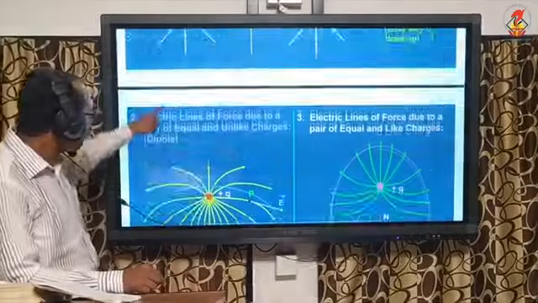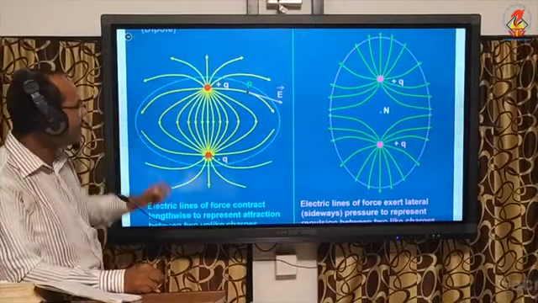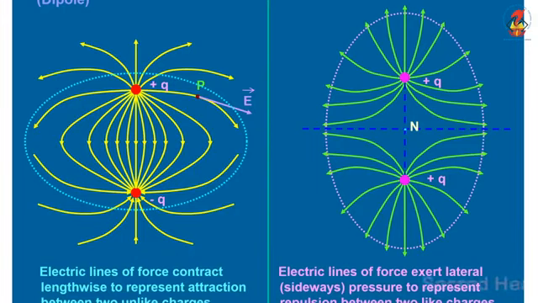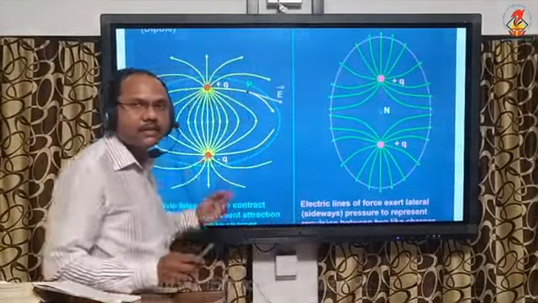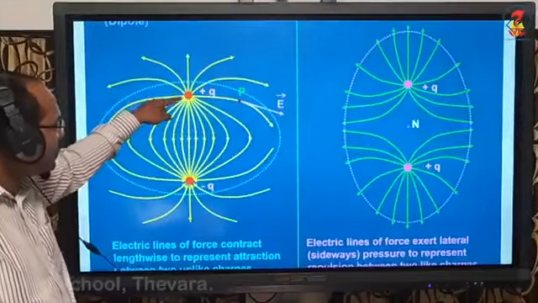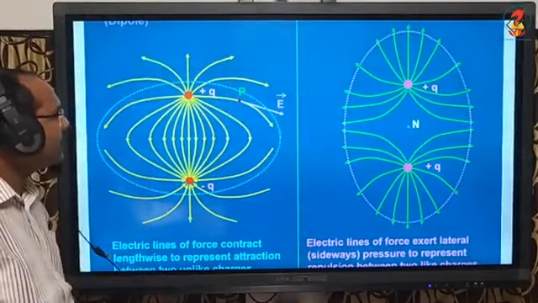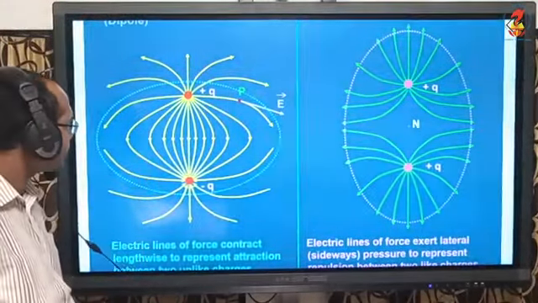If we are taking a positive charge and a negative charge, look at the third figure. As I told, the direction of electric field is always from positive to negative. So, here you can see the lines of force are drawn from positive Q to negative Q. That shows the attraction force.